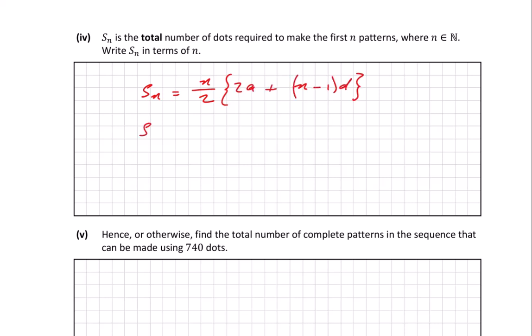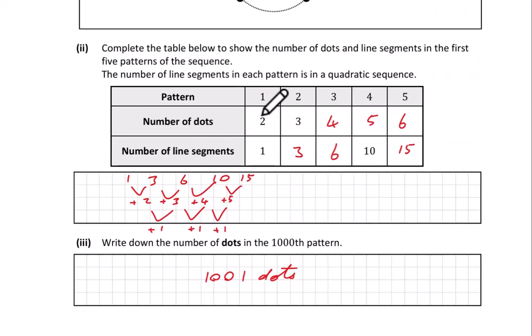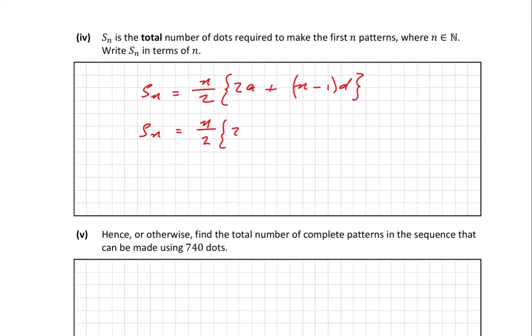So let's just stick in the numbers that we have for this pattern. n is just the pattern number, so we leave that alone. The first term was, this is the total number of dots. So if we look up here, the total number of dots here, the first term is 2. So we're going to put 2 in there for a. So it's 2 times 2 plus n minus 1. And we're really just adding 1 each time. So the common difference in that pattern is 1.